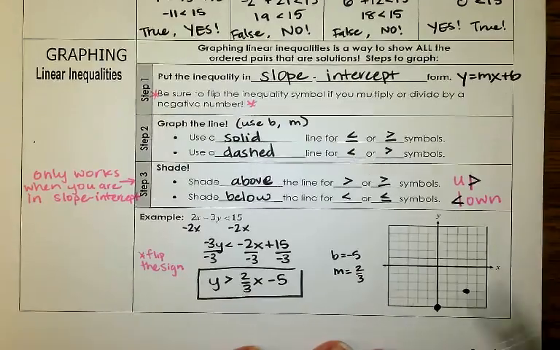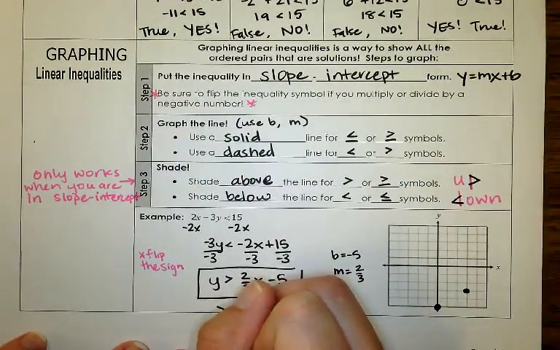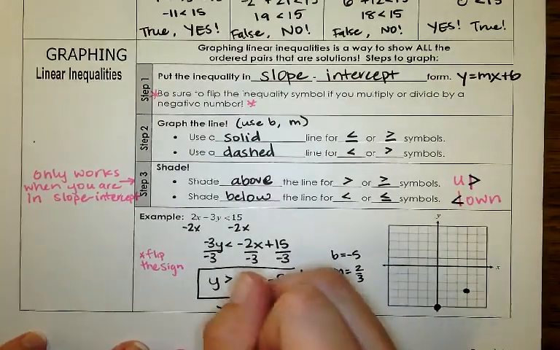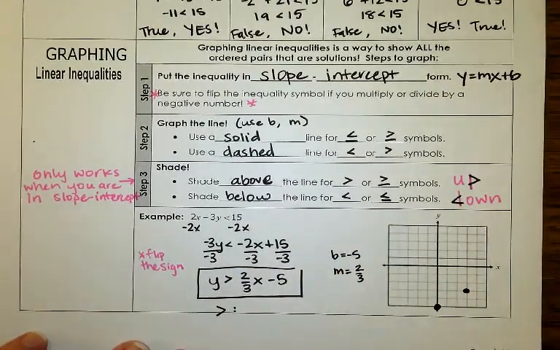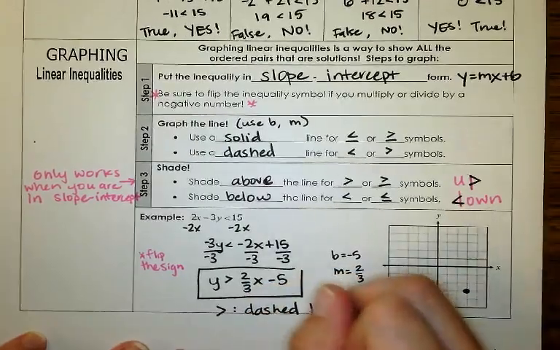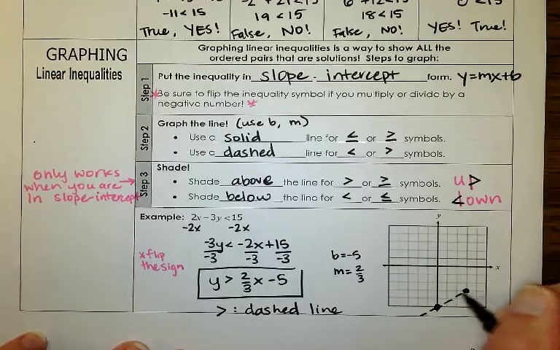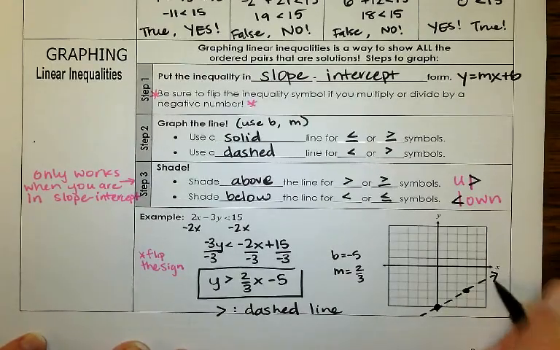But guys, we need to pay attention. Since it's greater than, is that going to be a dashed line or a solid line? It's dashed. Okay? So we have a dashed line. So when I connect these two, I'm going to connect them with a dash. Do you guys feel good with that?